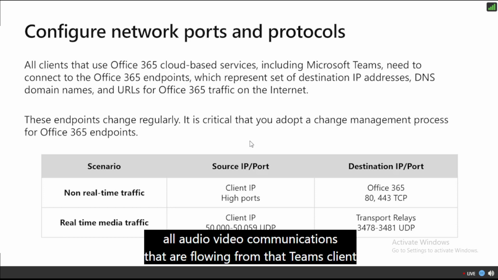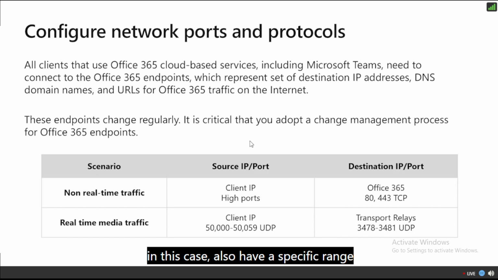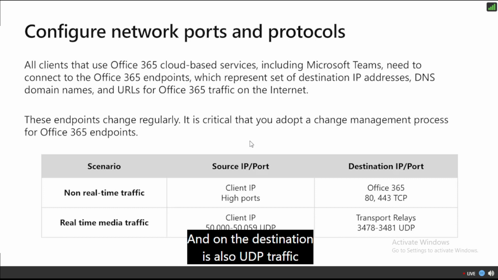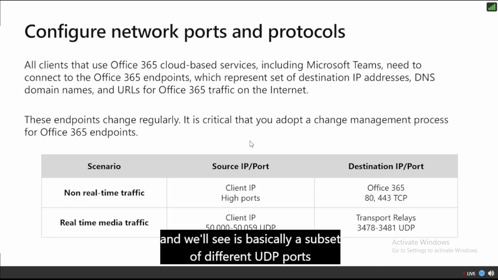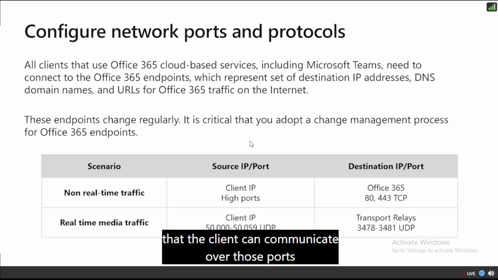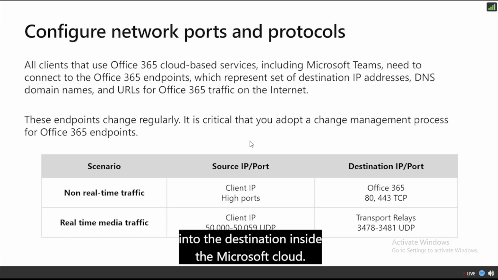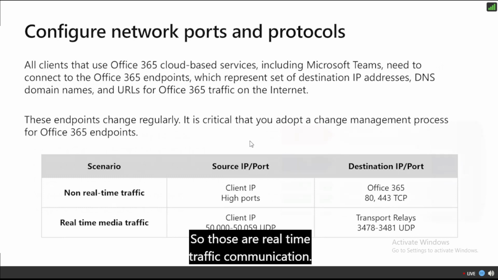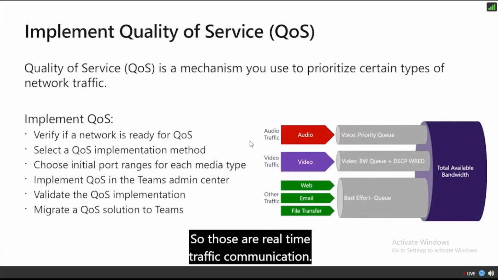So all audio and video communications that flow from the Teams client will use a different set of protocols. In this case, there is also a specific range that varies from 50,000 to 50,059. This is UDP traffic on the source, on the client, and on the destination it is also UDP traffic. You will see it is basically a subset of different UDP ports that I will connect to on that destination. So definitely you need to double check that the client can communicate over those ports to the destination inside the Microsoft Cloud. So those are the real-time traffic communications.